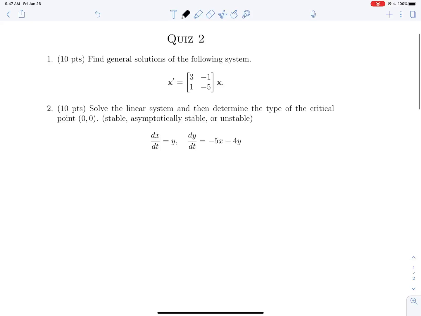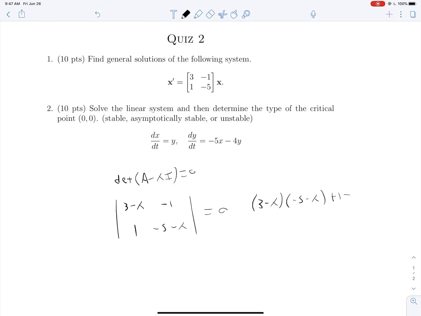X prime equals AX. So what we need first off is to find our eigenvalues. We can get those with the determinant of A minus lambda I, set that equal to 0 and solve for lambda. So this is the determinant of 3 minus lambda, negative 1, 1, negative 5 minus lambda. This gives us a characteristic equation of (3 minus lambda)(minus 5 minus lambda) plus 1 is equal to 0. Or lambda squared plus 2 lambda minus 15, minus 15 plus 1, so minus 14 is equal to 0.